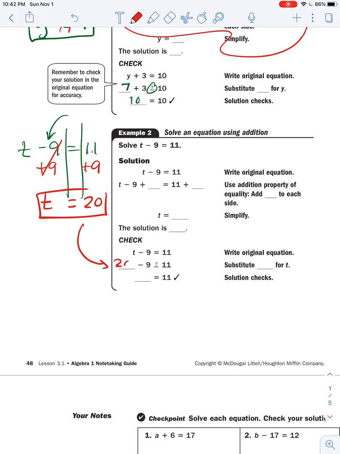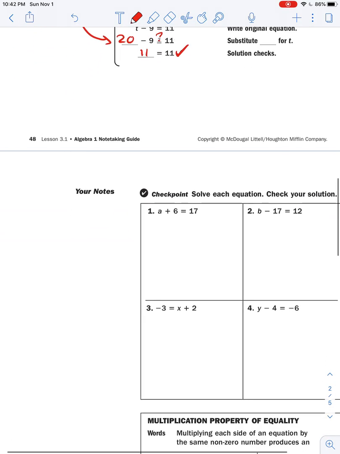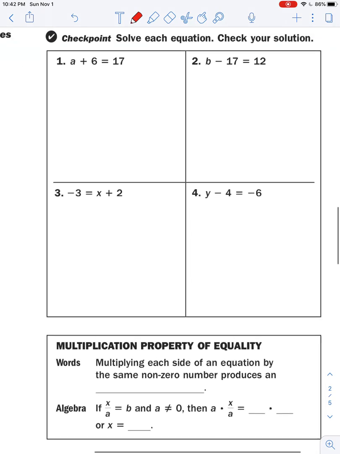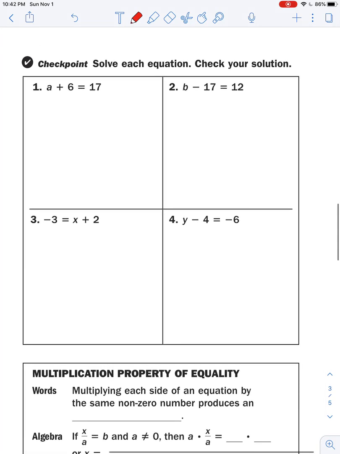And then I can check by plugging in 20. Is 20 minus 9 equal to 11? And it is. Awesome. Okay, so go ahead and try these and then see if you are getting the right answer by checking with what I have. This will be what your homework looks like.